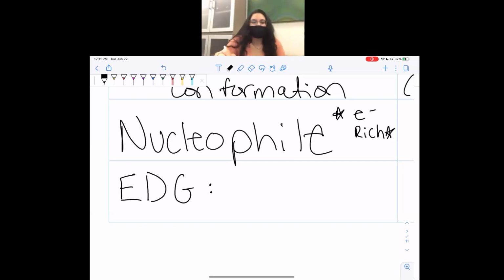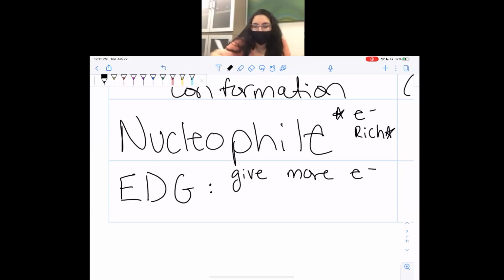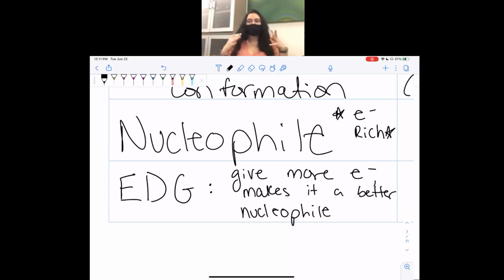And I don't know who it was that just said something. I think it was Paul. But as he said, it's going to give more electrons, which makes it a better nucleophile. So the nucleophile wants to be more negative, and so we want to have the donating groups to give it more electron density, to make it more negative, to make it more likely to attack.